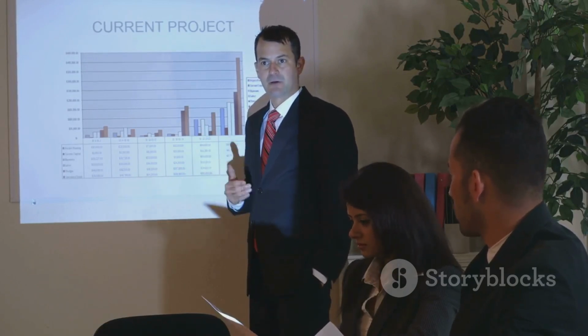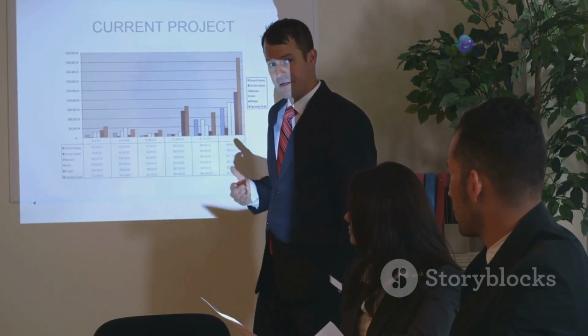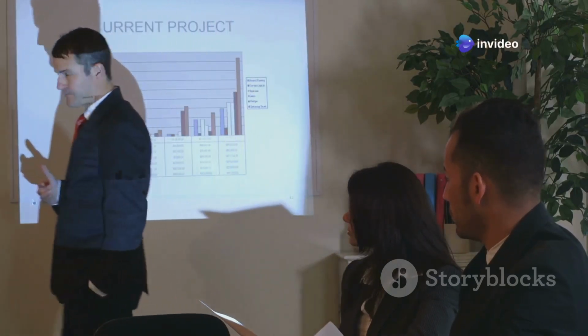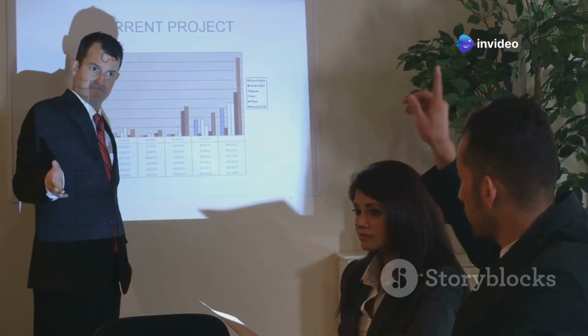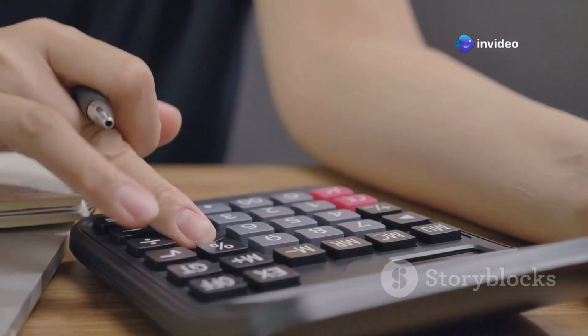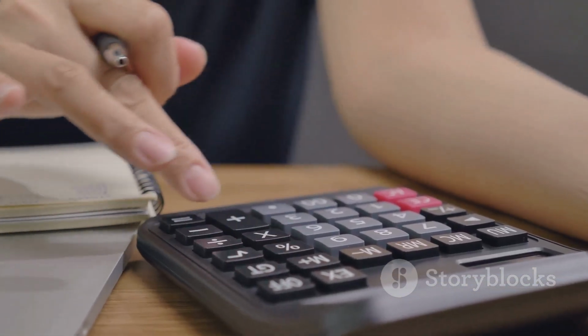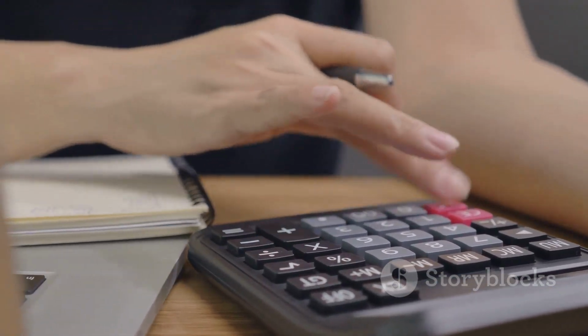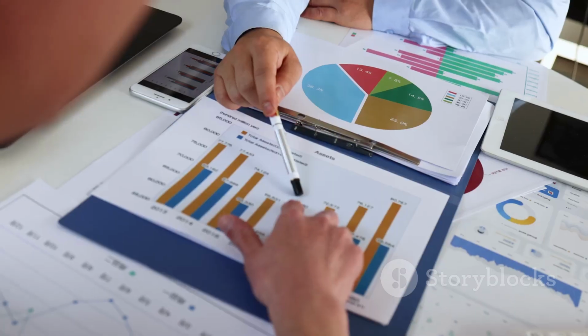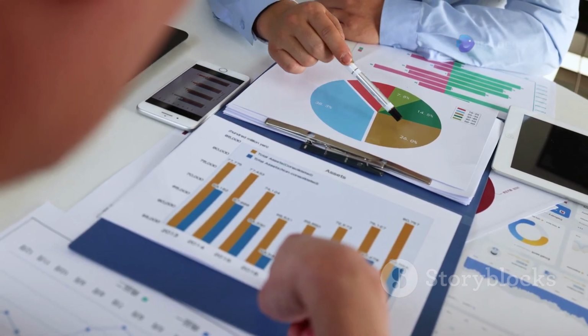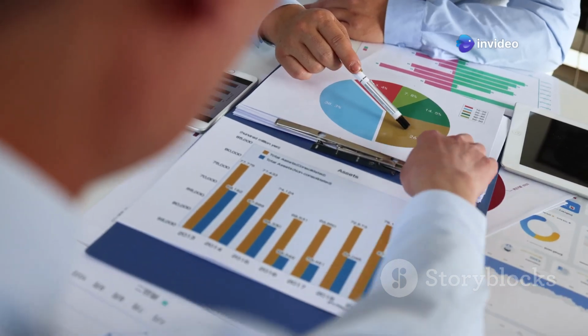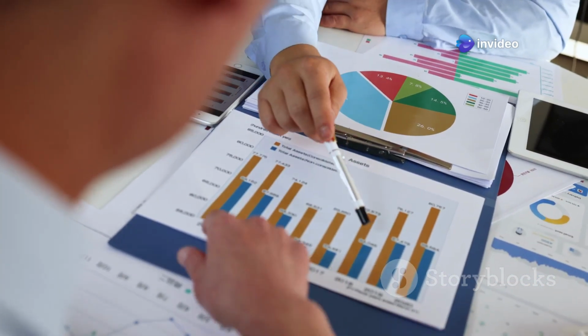1. Current ratio. This is a classic. It's current assets divided by current liabilities. A fundamental measure of liquidity. A ratio above 1 means the company can cover its short-term debts, which is a good sign. It indicates financial stability in the short term.